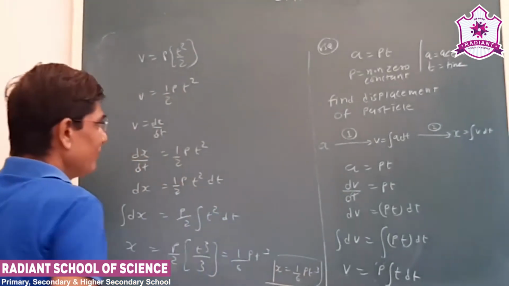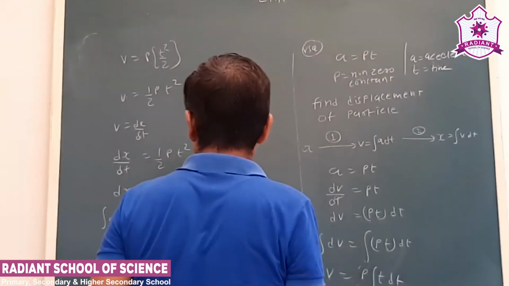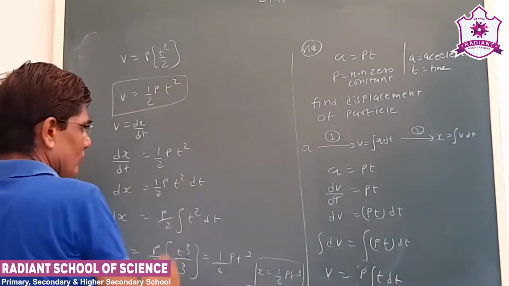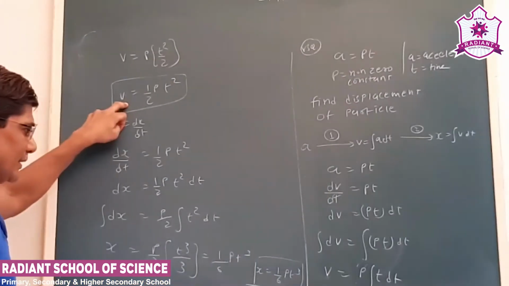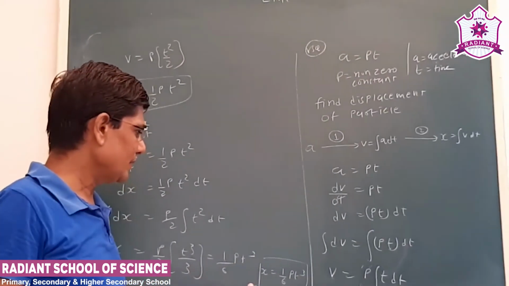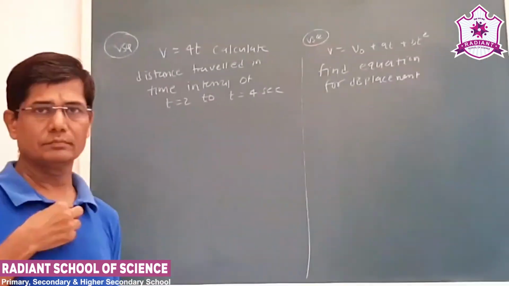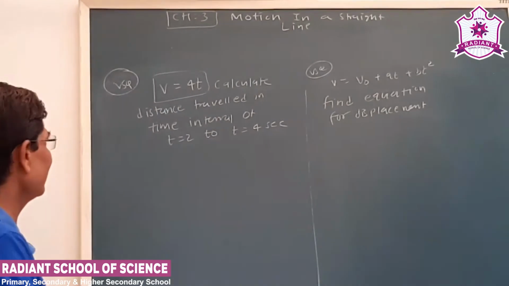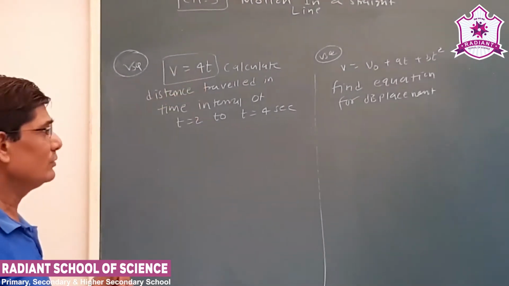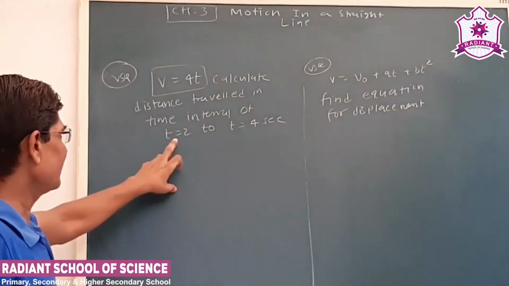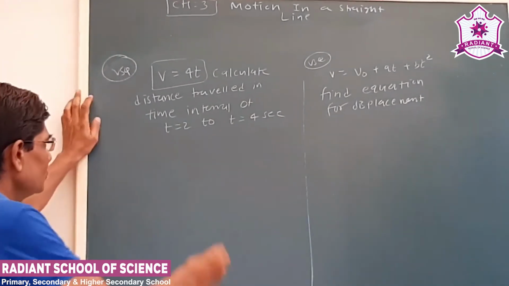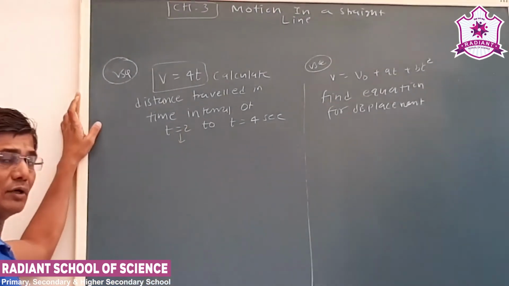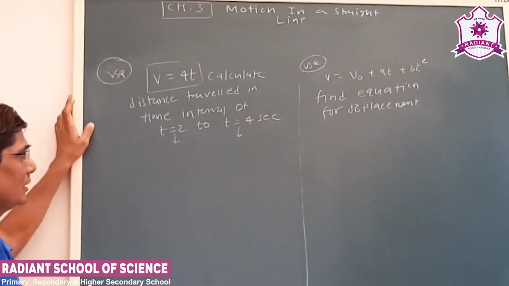Now here we were given acceleration, from this we have obtained velocity, that was the first integration, and if I take integration of velocity, we will get displacement, it is 1 by 6 pt cube. Now see, our question says, let us say the velocity time relation is given. Now see here, v is equal to 4t is a relation between velocity and time. We have to calculate the distance traveled in time interval 2 seconds to 4 seconds. So in that case, this will be our lower limit and this will be our upper limit.